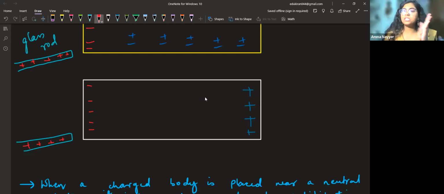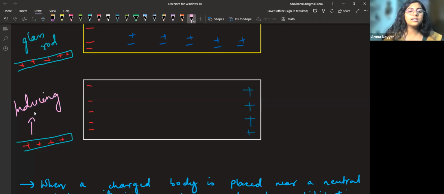If one becomes positive, the other gains negative, then the other becomes positive, like this, charges move. So these charges, like the charges present on the glass rod, are known as the inducing charges, because of these, the other charges have been separated. Because of these, the process of induction could come.